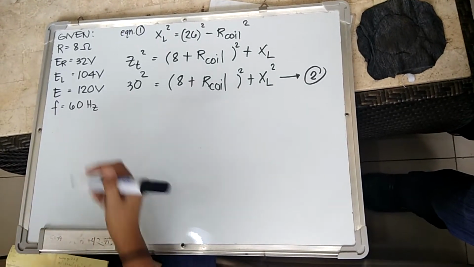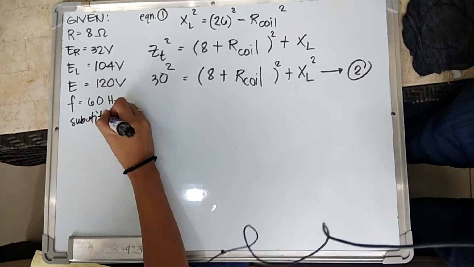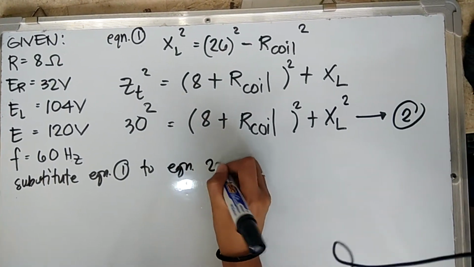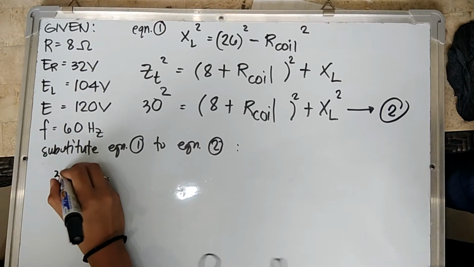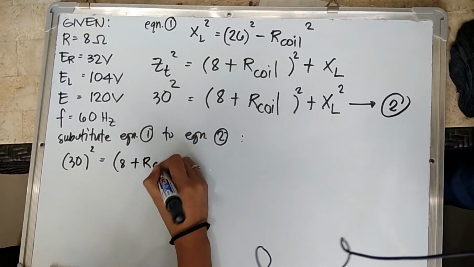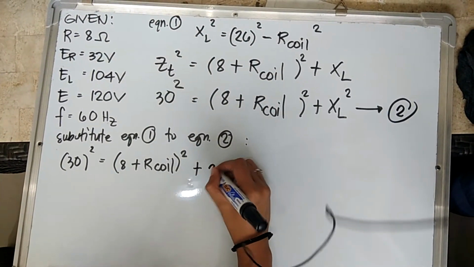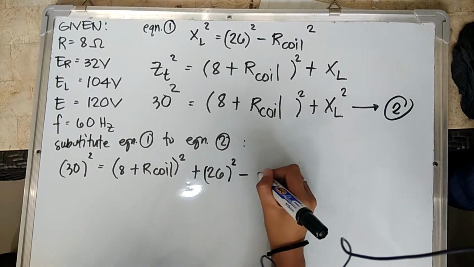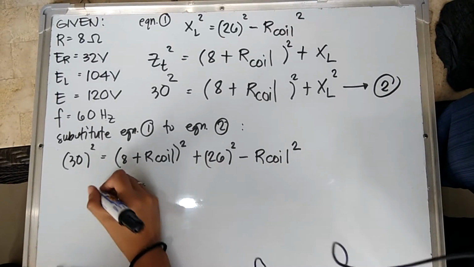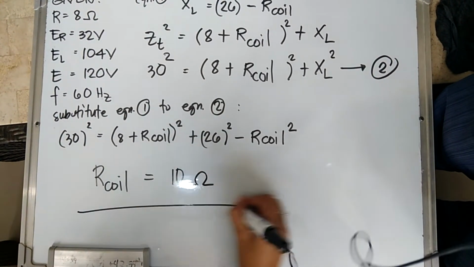Next is substitute equation 1 to equation 2. So 30 squared is equal to 8 plus R coil squared plus 26 squared minus R coil squared. Isolating R coil, so R coil is equal to 10 ohms.